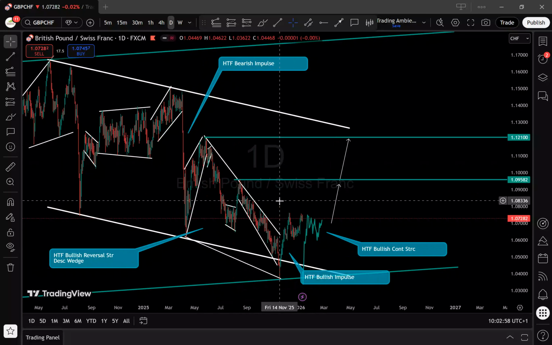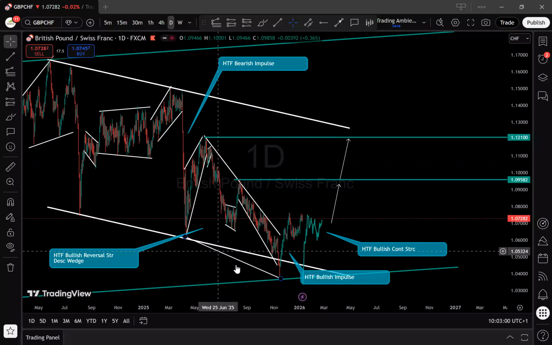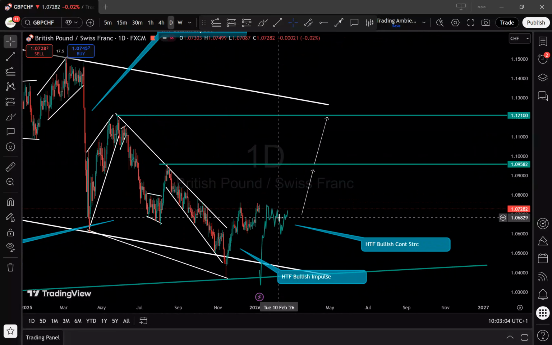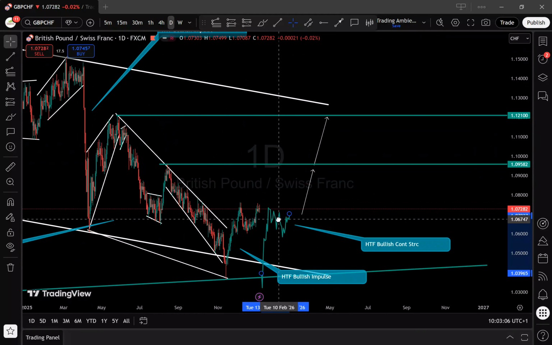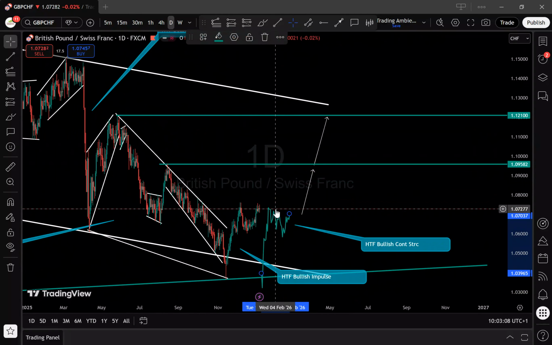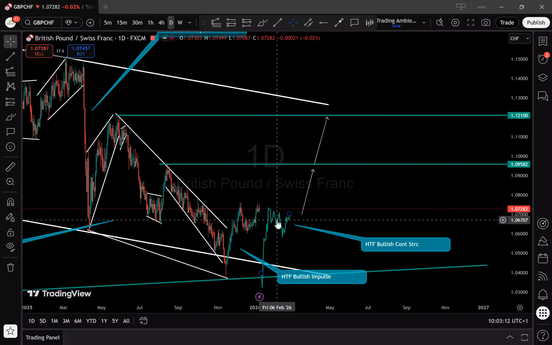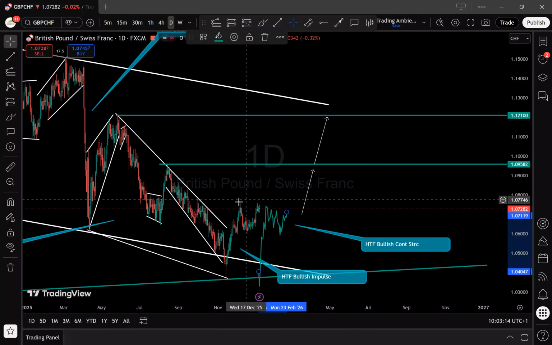So the price has broken out of this descending wedge at the moment, and it looks like we are printing a bullish continuation structure right now. Bullish impulse, bullish continuation structure. So I will monitor this closely as well to see how the price develops further.